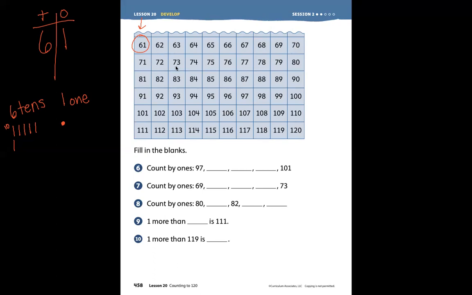71, 72, 73, 74, 75, 76, 77, 78, 79, 80. 81, 82, 83, 84, 85, 86, 87, 88, 89, 90. 91, 92, 93, 94, 95, 96, 97, 98, 99, 100.